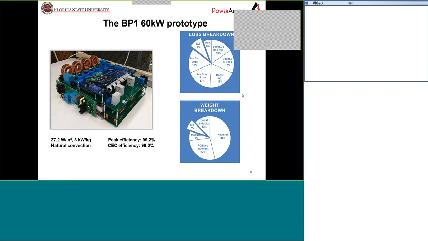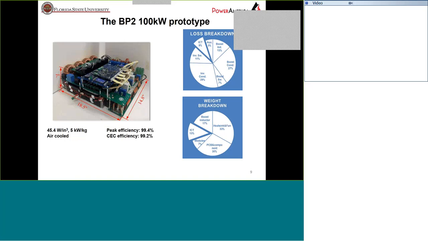And with this topology, we made two prototypes. The first one, we have achieved 60 kilowatt, with a power density of 3 kilowatt per kilogram. We can see that the ICTs only take about 9% of the total loss. If we only see the inverter stage, that is about 1/5 of the total loss. And the weight of the ICT is only 7% of the total weight. And in the second prototype, we increase the power and keep the same size and weight, so the power density became 5 kilowatt per kilogram, and the loss of the ICT is only 8%, and the weight is 13%.